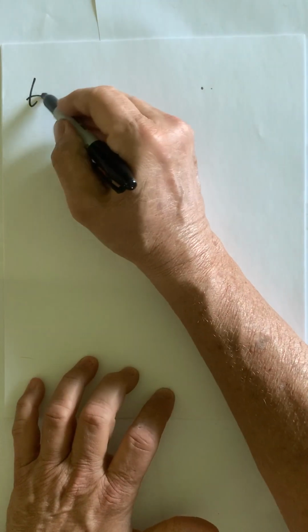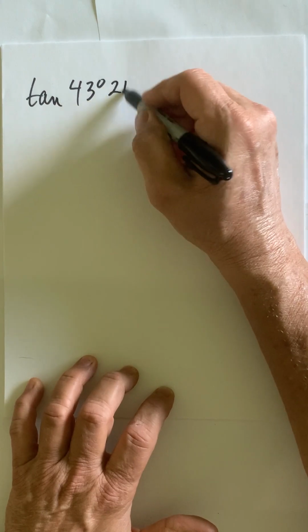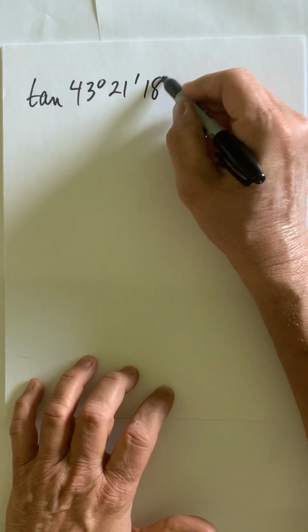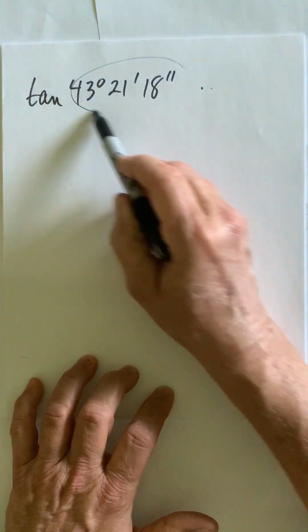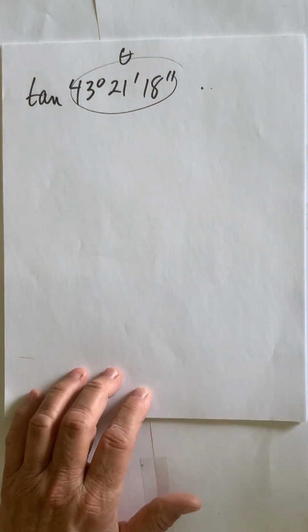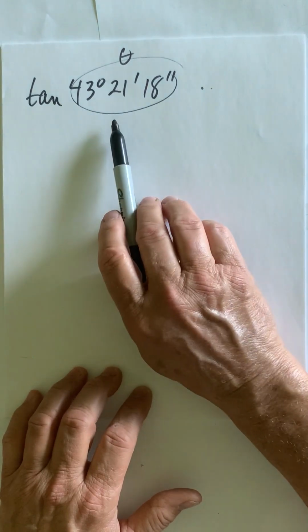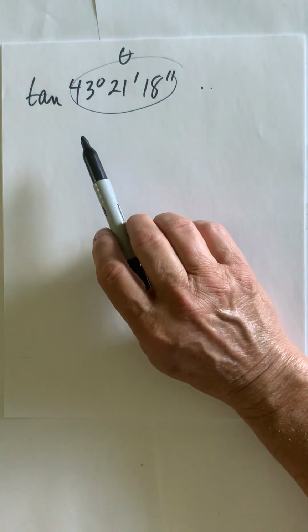But let's say you were asked to do tangent of 43 degrees, 21 minutes, and 18 seconds. So this whole thing is your angle, theta, right? And remember, the input to a trig function is always an angle. So you're finding the tangent of this angle here. I'm going to show you first what I do, because I don't remember where the minutes and seconds buttons are.